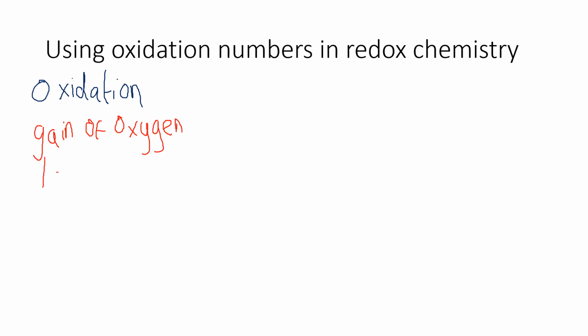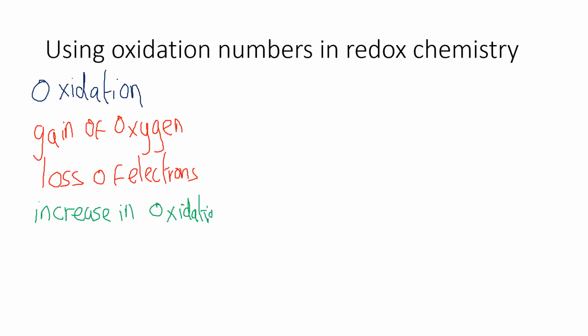You could say it's the loss of electrons. That's a good way of defining it. The one we're going to focus on here though is an increase in oxidation number. So we look at a chemical reaction, we see if the oxidation number has gone up or down, and if it's gone up, then that is oxidation. And we could just take the opposite of these terms for reduction. So reduction would be the loss of oxygen, the gain of electrons, or a decrease in oxidation number. It's just the opposite.